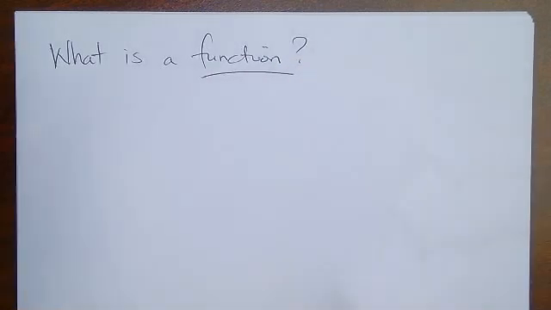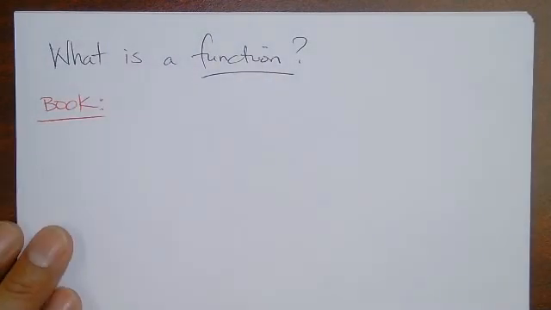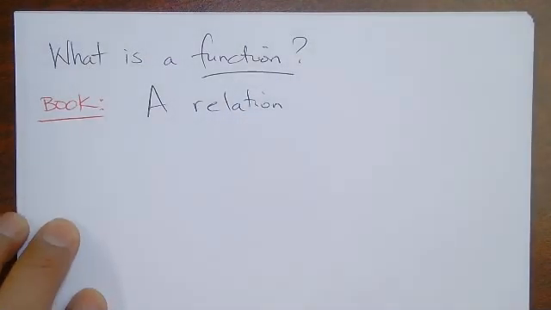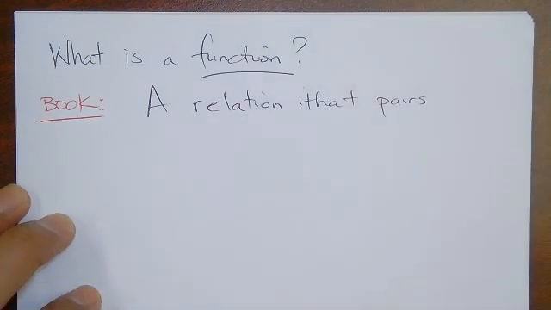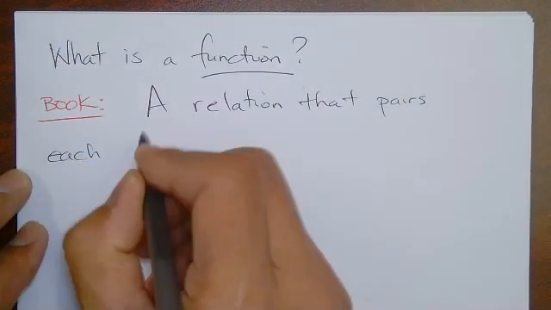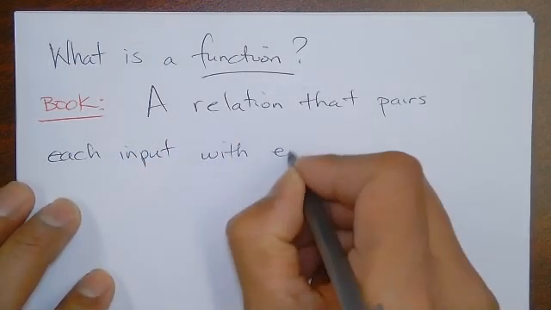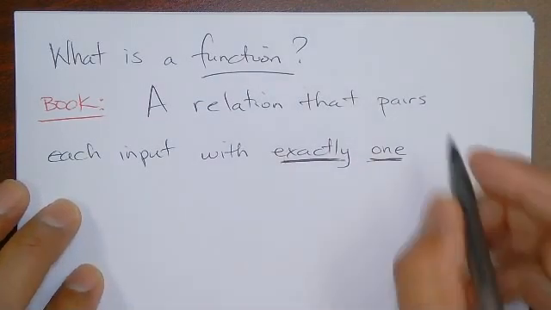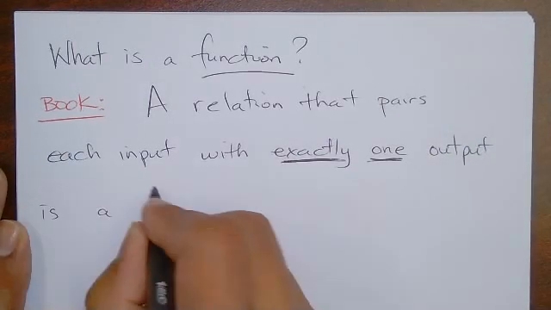What is a function? What is the definition of a function? And the book says this. We wrote it yesterday, but the book says a relation. You don't have to copy. You copied it yesterday, right? A relation that pairs what? What does it say? Each input with exactly one. That's the key thing right there. With exactly one what? Output. Is a function.